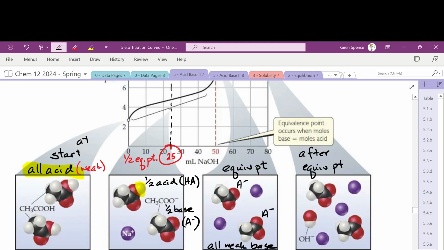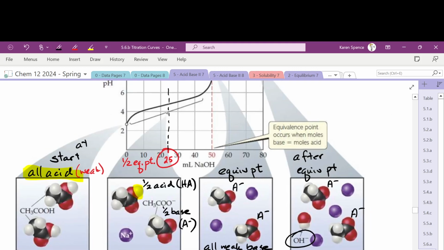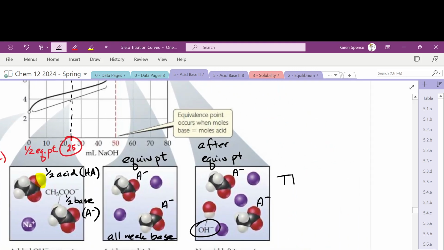we still have the weak base, but we have just unadulterated hydroxide ions, and they are just so much more important than the weak base in determining the pH. They overwhelm the weak base. So we have weak base, A minus, and we have OH. The OH minus from NaOH makes the solution very basic.